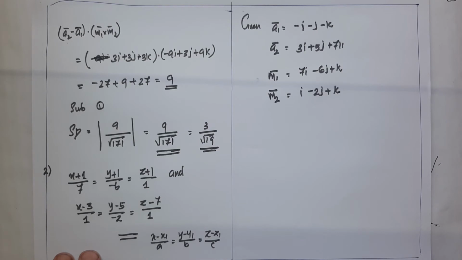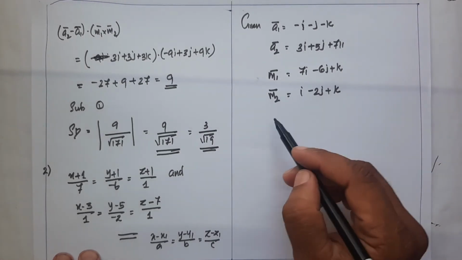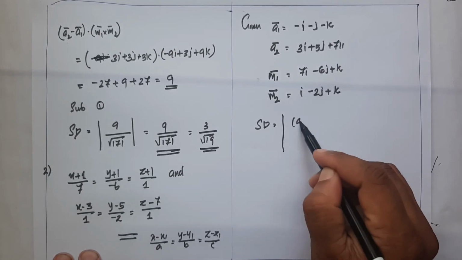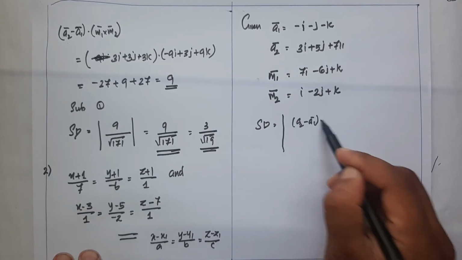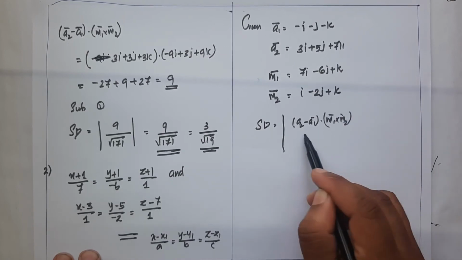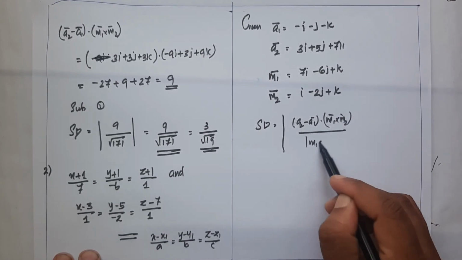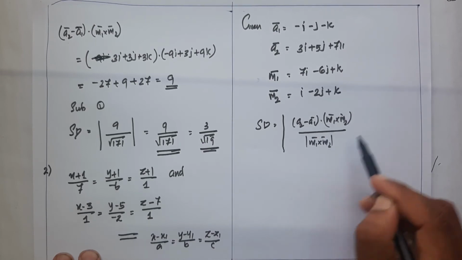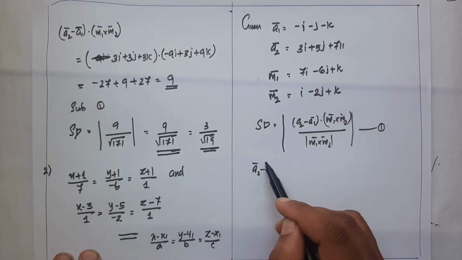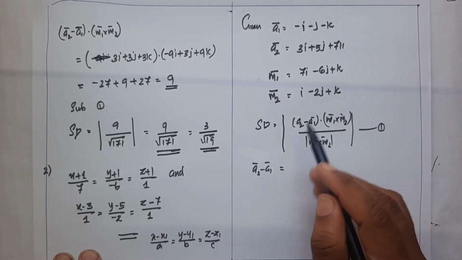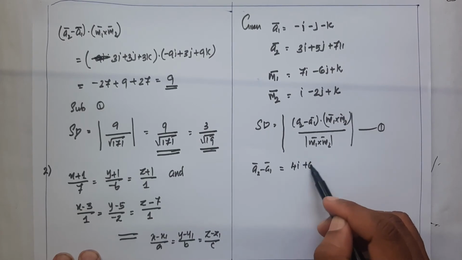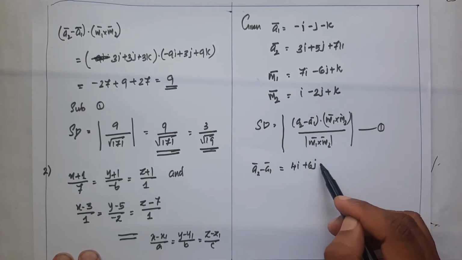Okay, now first of all, you know the formula: SD is equal to modulus of (a2 − a1) dot (m1 cross m2), divided by modulus of m1 cross m2. That is equation number 1. First we find a2 − a1, which is 3i − (−i), that is 4i, 5j − (−j) = 6j, and 7 − (−1) = 8k.